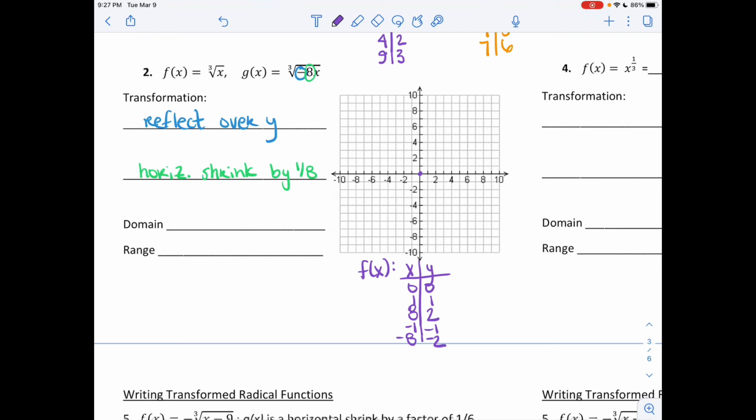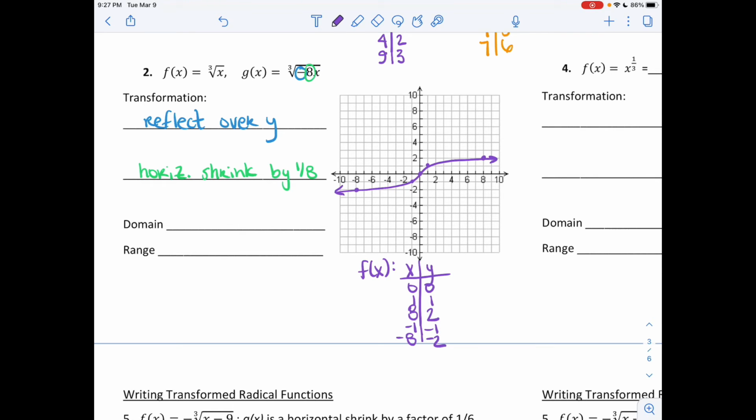Let's go ahead and plot those points. So 0, 0, 1, 1, 8, 2, and then negative 1, negative 1, negative 8, negative 2. So my graph, just like we saw on the first page, is going to look something like this, kind of like a sideways cubic function. Again, that's because it is a cubed root. So it is going to look kind of sideways and opposite of a cubed function.